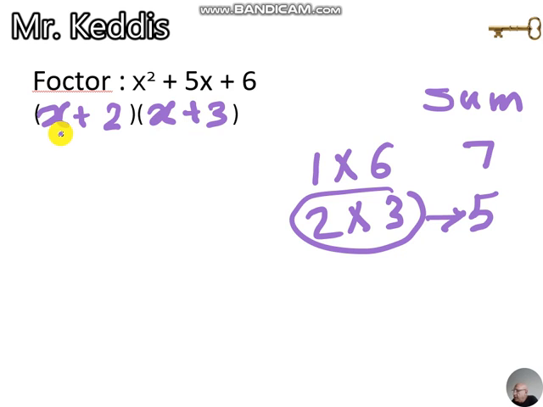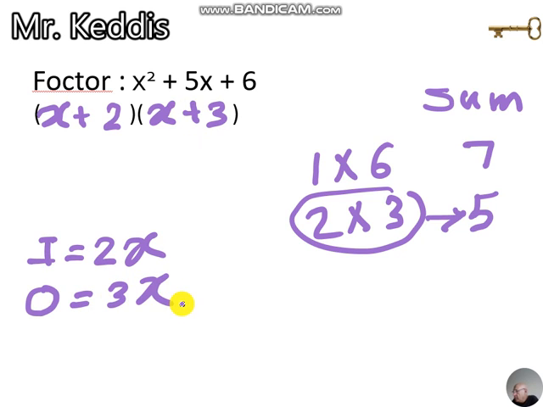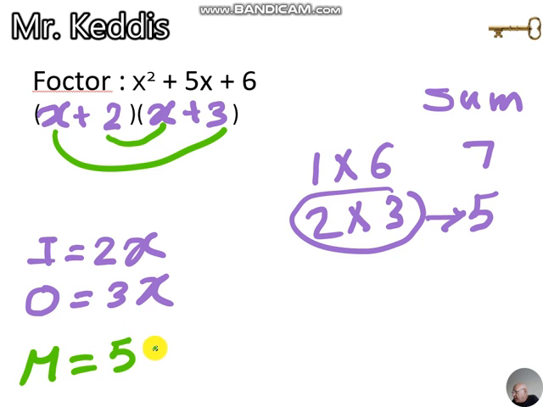To check my answer, I have to find the inner terms, which is 2x. The outer terms, which is 3x. This is the product of the inner terms, and this is the product of the outer terms. When I combine them, I get 5x. Means my factoring is correct, because the middle term is 5x.